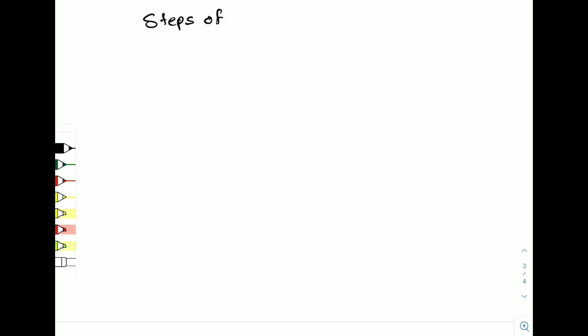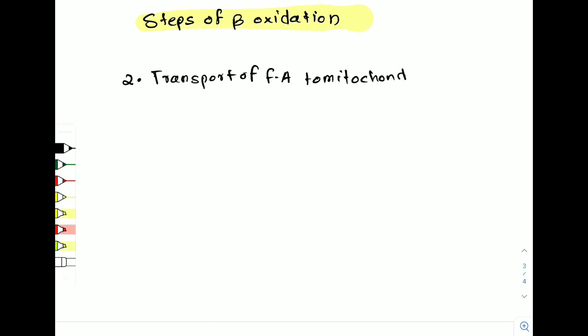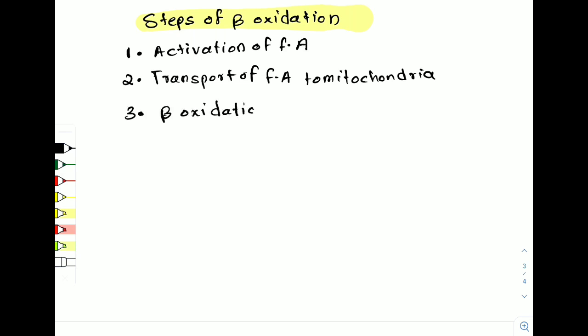Now that we have covered what beta oxidation is and the sites of beta oxidation, the steps must come about pretty easily. So we know that the site of beta oxidation is mitochondria. So the fatty acid must be transported into the mitochondria. In order for the fatty acid to be transported into the mitochondria, it first has to be activated. So the first step is the activation of fatty acid. The second step is the transportation of this activated fatty acid to the mitochondria, and the third step is beta oxidation proper.